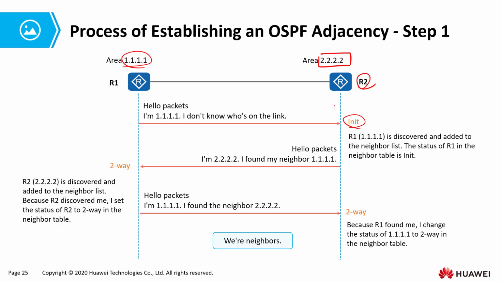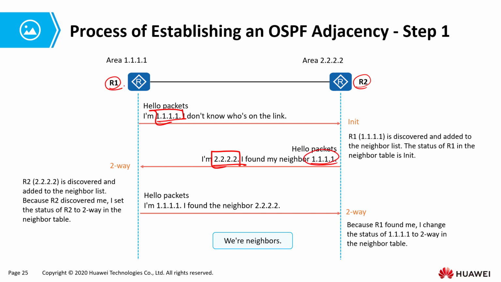Of course, at some point, router 2 also sent such a hello packet that doesn't contain router 1's router ID, saying, I am 2.2.2.2, I don't know who is on the link. Of course, when router 1 receives such a hello packet, it will also go to the init state. Now, we are skipping that stage as far as this slide is concerned. Now that router 2 has received router 1's router ID, it is going to send a hello packet saying, I am 2.2.2.2, I've seen your 1.1.1.1 according to your previous message.